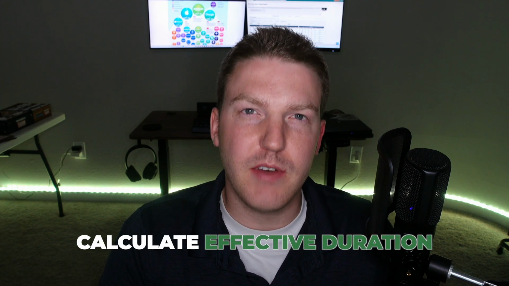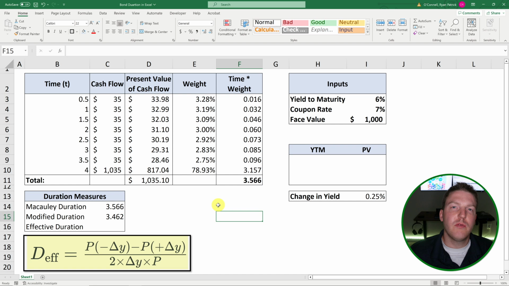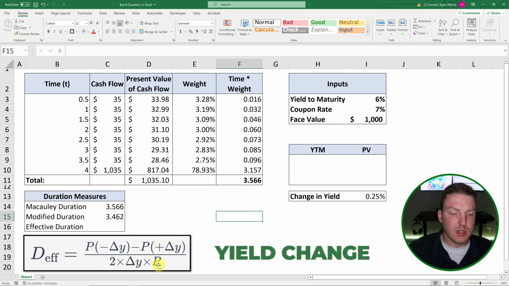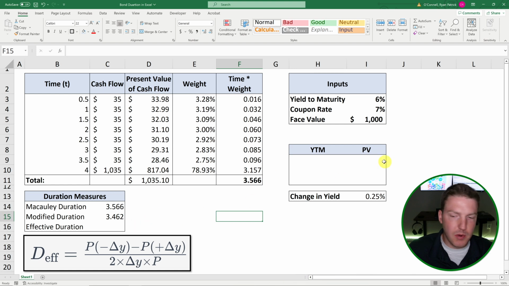If we wanted to get even more accurate, we'd have to include convexity, but that goes beyond the scope of this video. Now let's calculate effective duration. I have included the formula for effective duration down here at the bottom left. And what this is telling us is that effective duration is equal to the price when interest rates decrease minus the price when interest rates increase divided by 2 times the total price change times the original price.